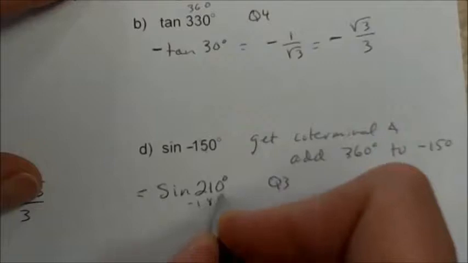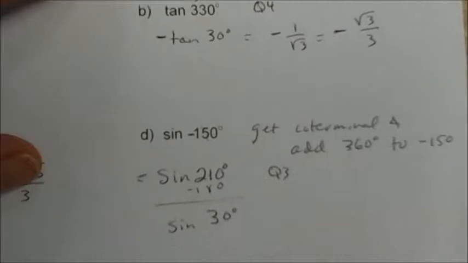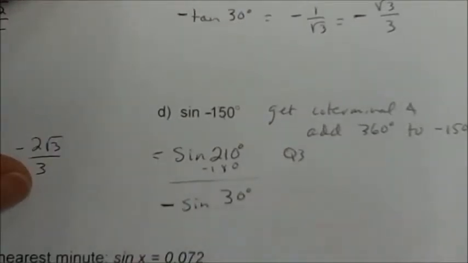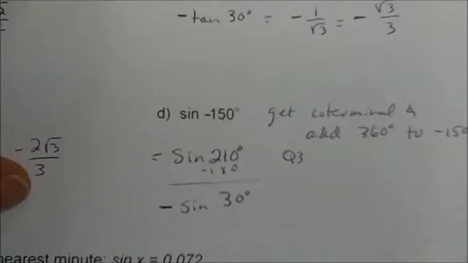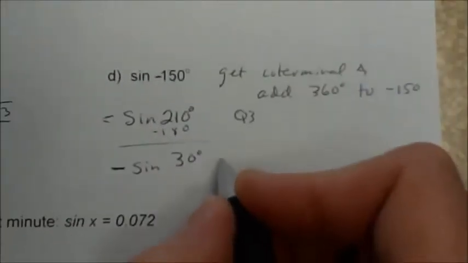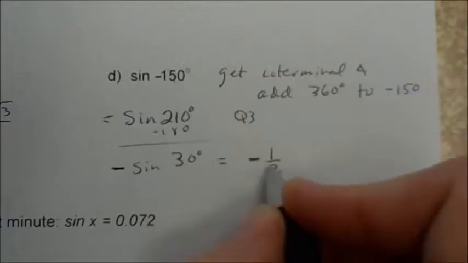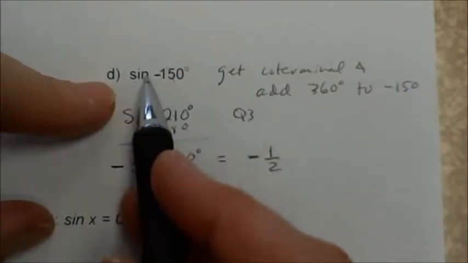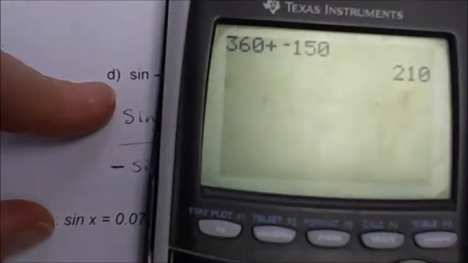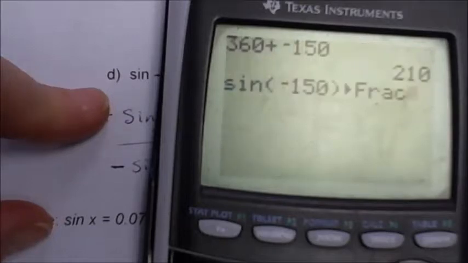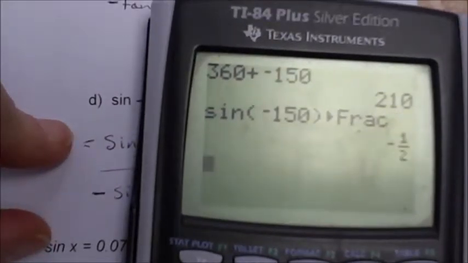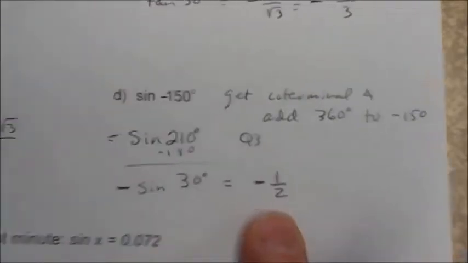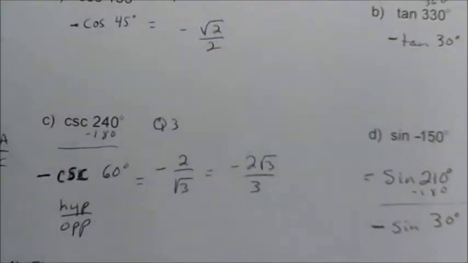Well, 210 is in quadrant 3, so you have to subtract 180 out. 210 minus 180 is 30, but in quadrant 3, sine goes negative. And the sine of 30 degrees is 1 over 2, which is a half, so you've got negative a half. Oh, this one doesn't have a radical, so what we can actually do is figure out in our calculator the sine of negative 150. It should give us negative a half, just what we wanted, negative 1/2. The ones without radicals can be done on a calculator.